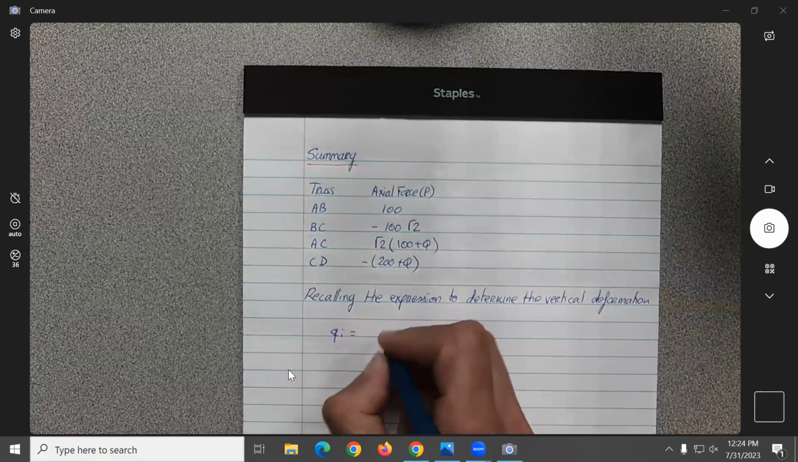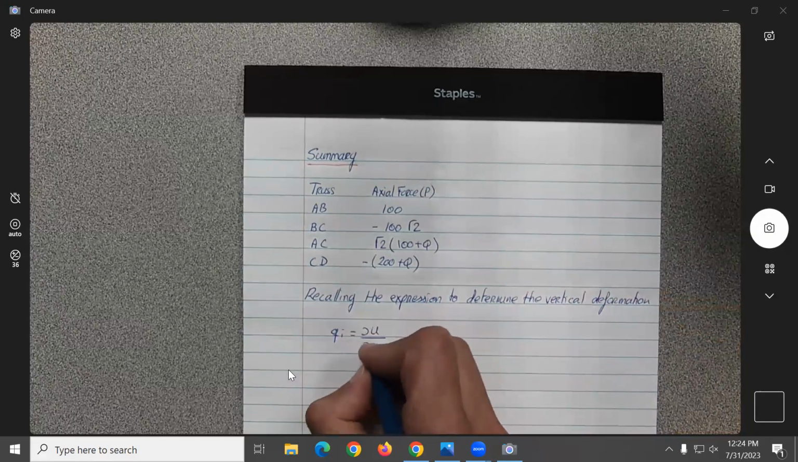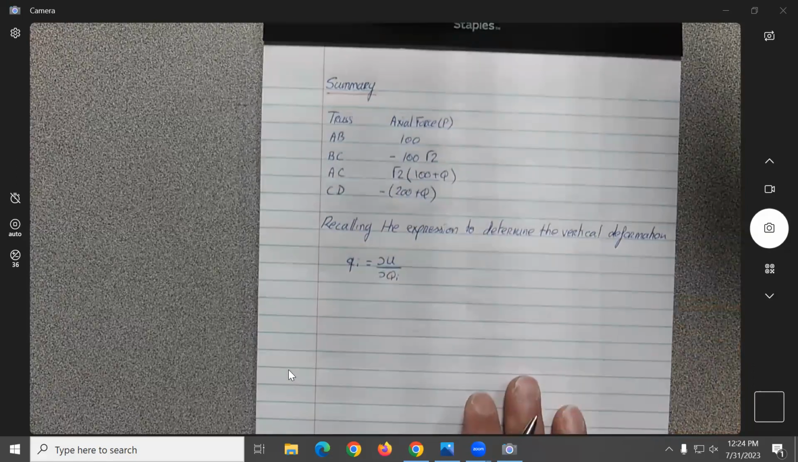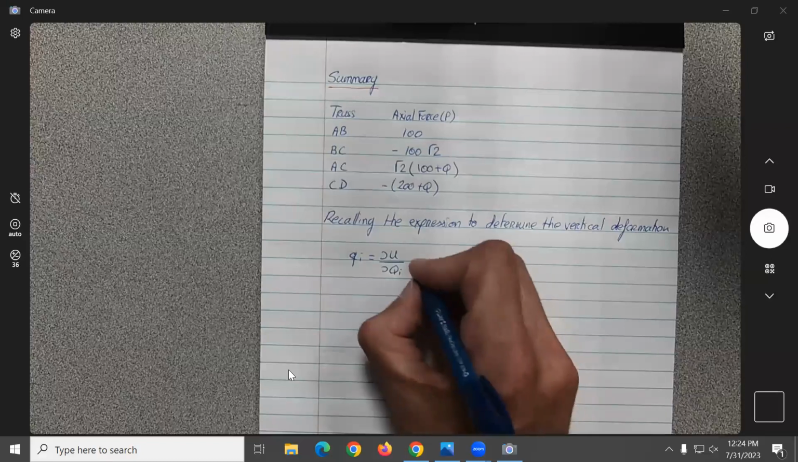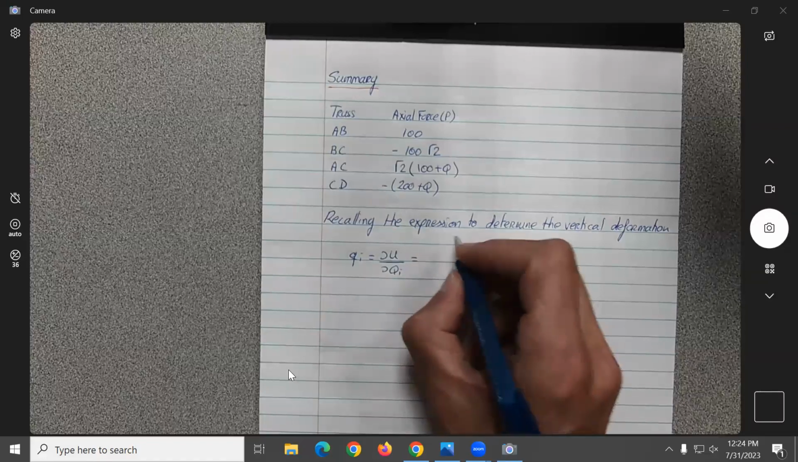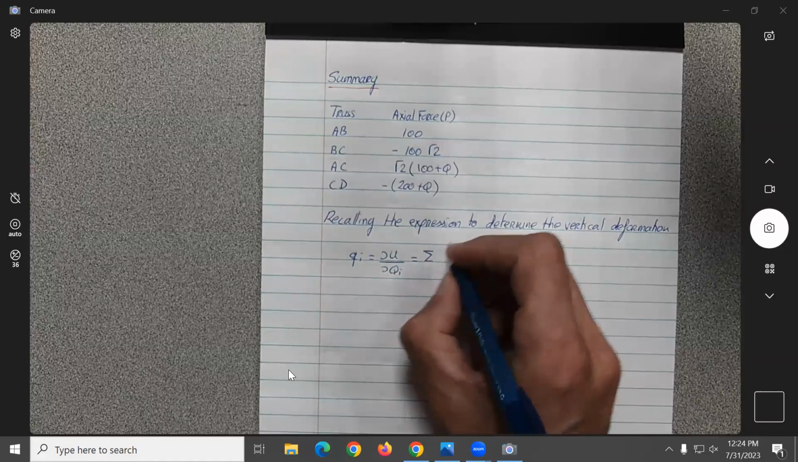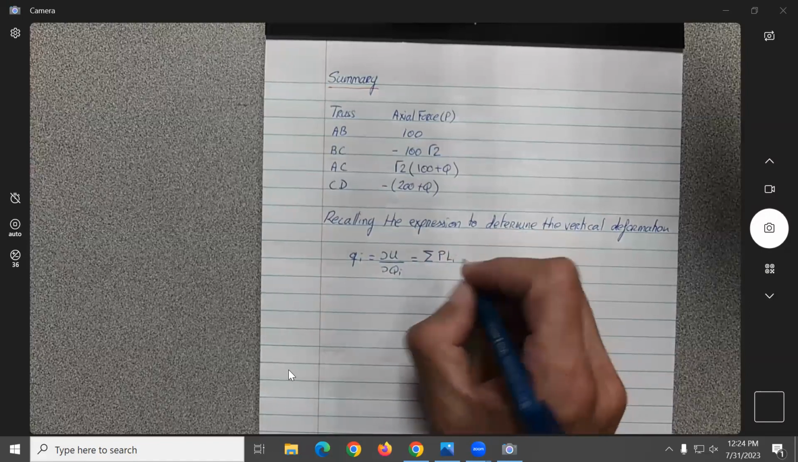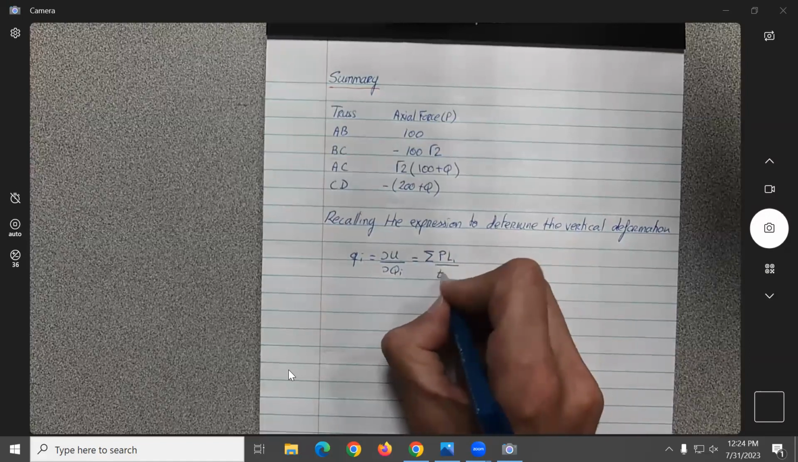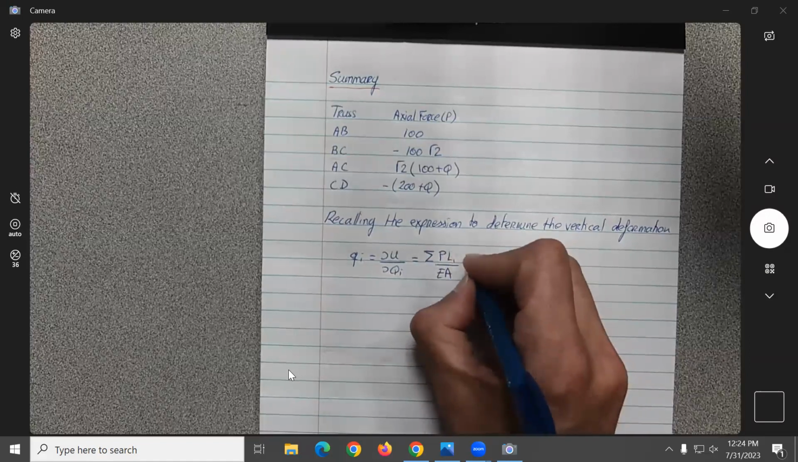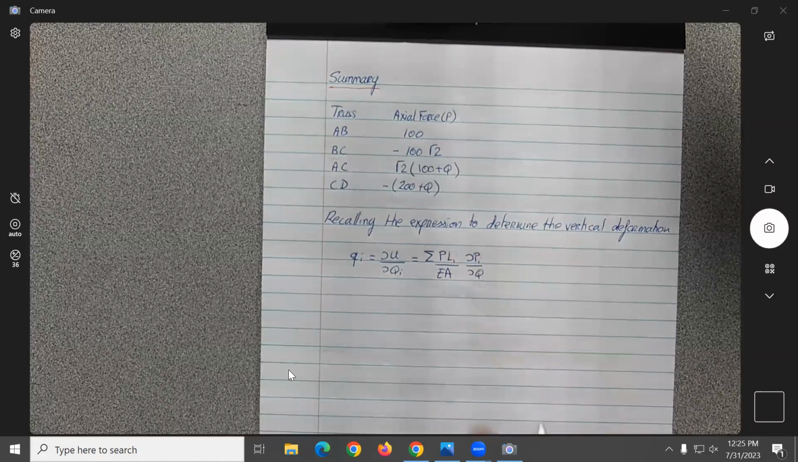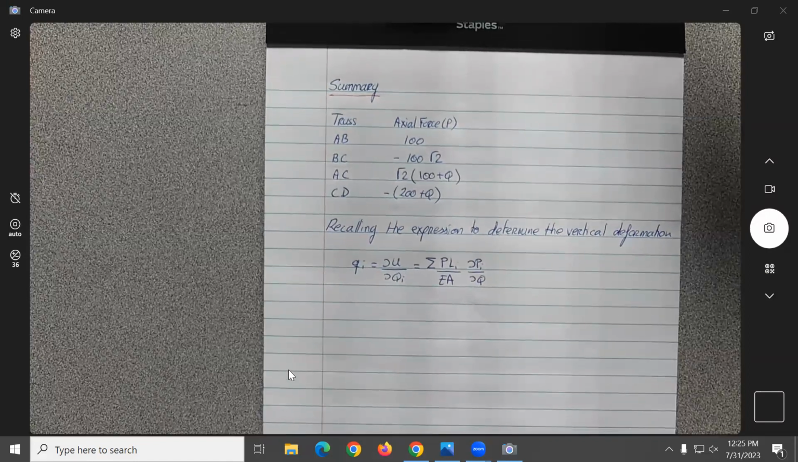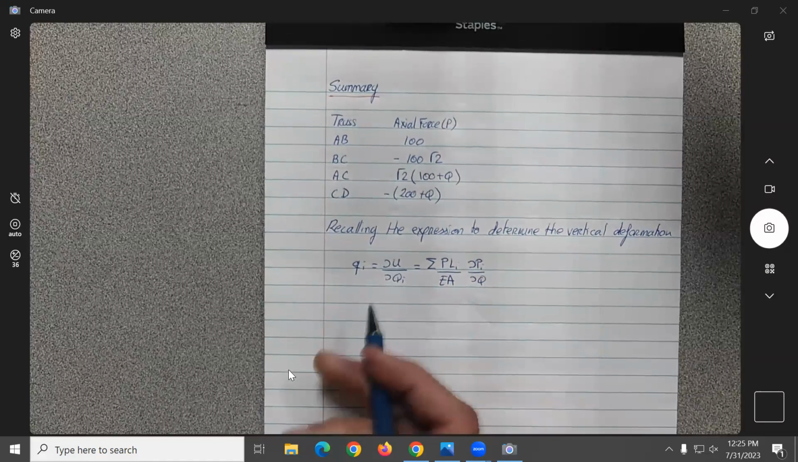Q sub I needed to be equal to the partial of U with respect to a partial force at I, no? So in our case, we said that this was equal to the summation of P L sub I over EA, partial P sub I over the partial Q. Okay? So basically what we need to do is that calculation.